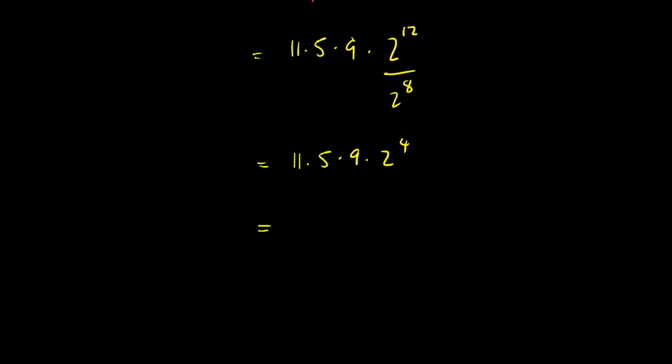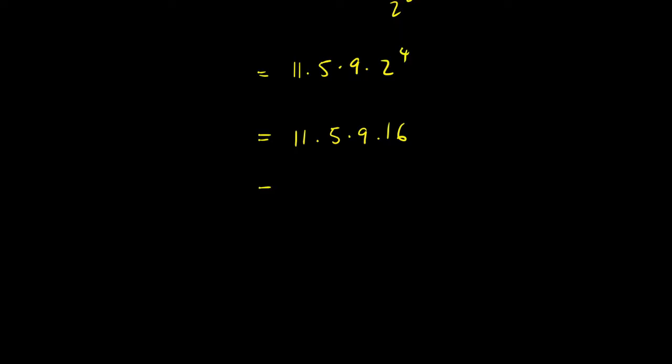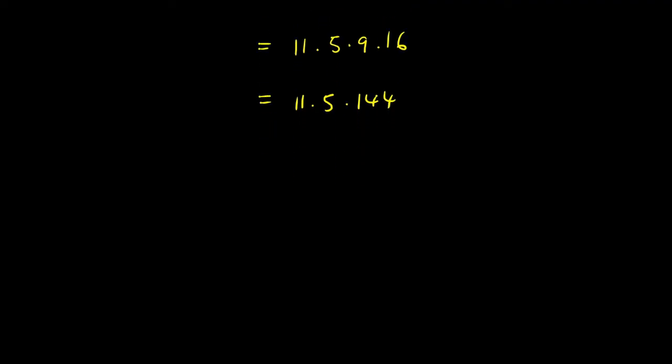So I'll go the full way, right? We've got 11 times 5 times 9, and 2 to the power of 4 is 16. What's 9 times 16? Well, I can think of 10 times 16, which is 160, and minus 16 is 144. Okay, then I'm going to do 5 times 144. What's a fast way to times by 5? I can divide by 2 and times by 10. So 144 divided by 2 is 72, times by 10 is 720. So I get there 720.